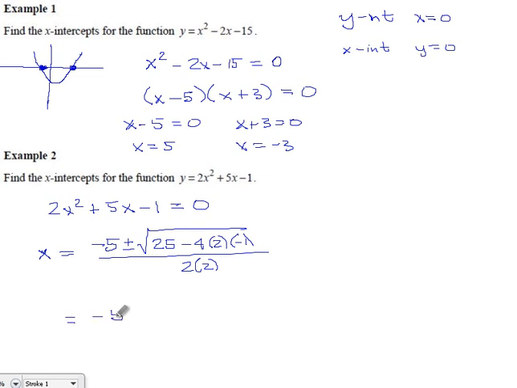That gives us negative 5 plus or minus root 25 plus 8 is 33 all over 4. So one of the intercepts is minus 5 plus root 33 over 4. The other one is minus 5 minus root 33 over 4. Those are both irrational numbers. They won't clean up no matter what we do, but they are nevertheless our x-intercepts.